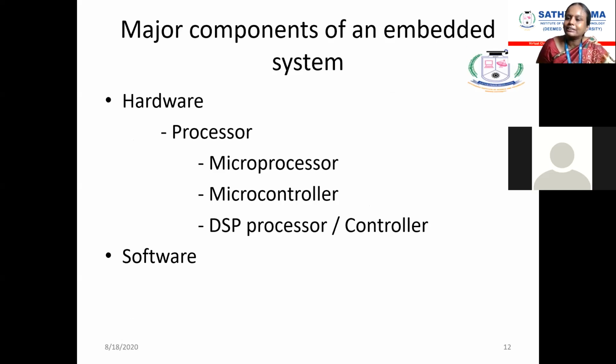Now we will see the major components of an embedded system. I told you it is a combination of hardware and software. So our subject mainly focuses on hardware as well as software. Software means the programming language which supports the processor or controller. Here hardware means microprocessor. We use microcontroller and DSP processor, digital signal processing. I think you have studied the DSP processor in your DSP subject.